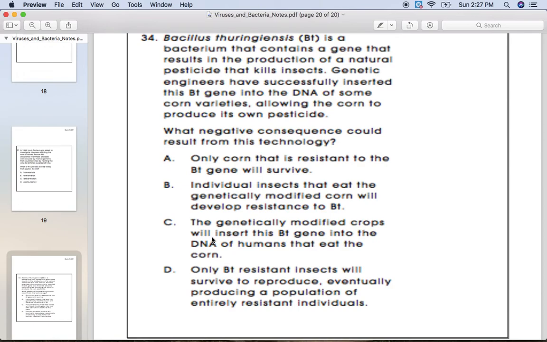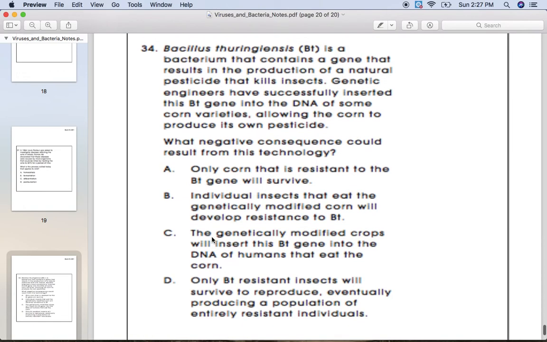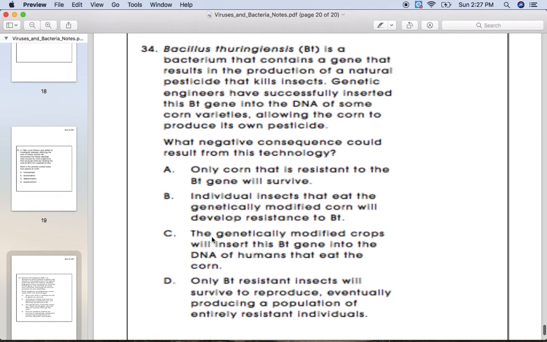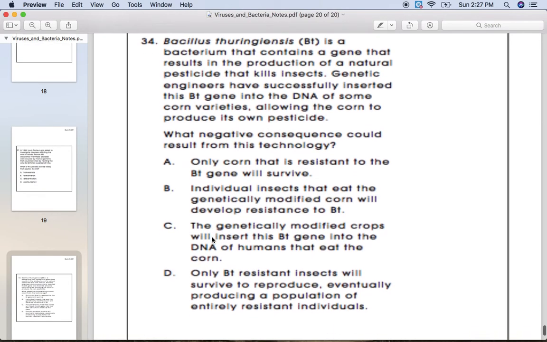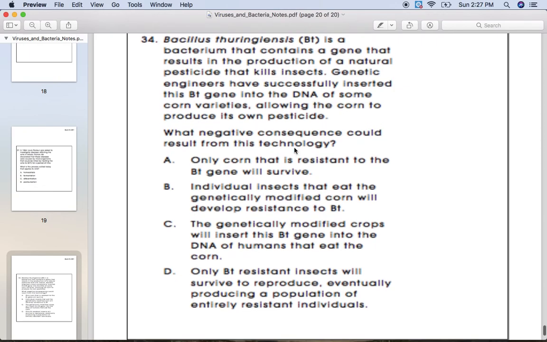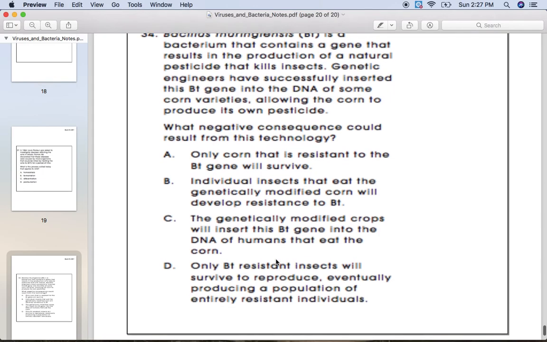A, B, C, or D. So what I want you to do is try to figure out that answer, and you are going to see an assignment in Schoology that will say the name of this Bacillus thuringiensis, and you're going to give me the answer, either A, B, C, or D, after you figure it out.